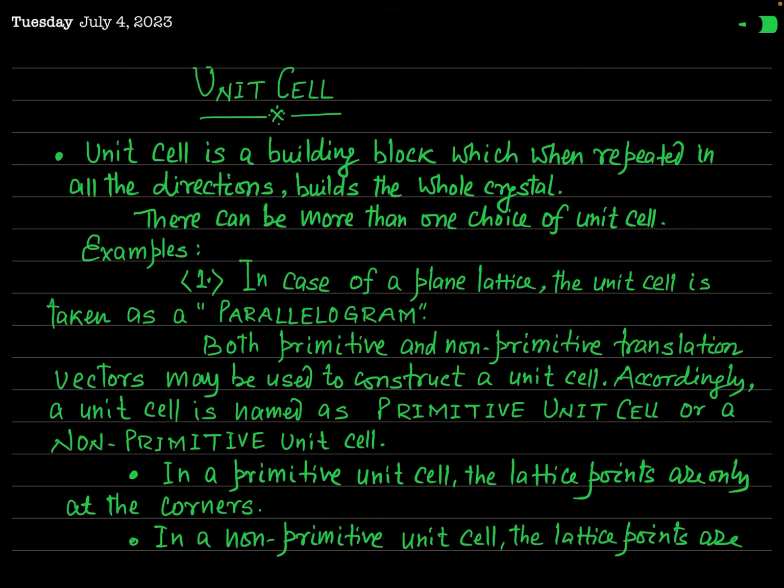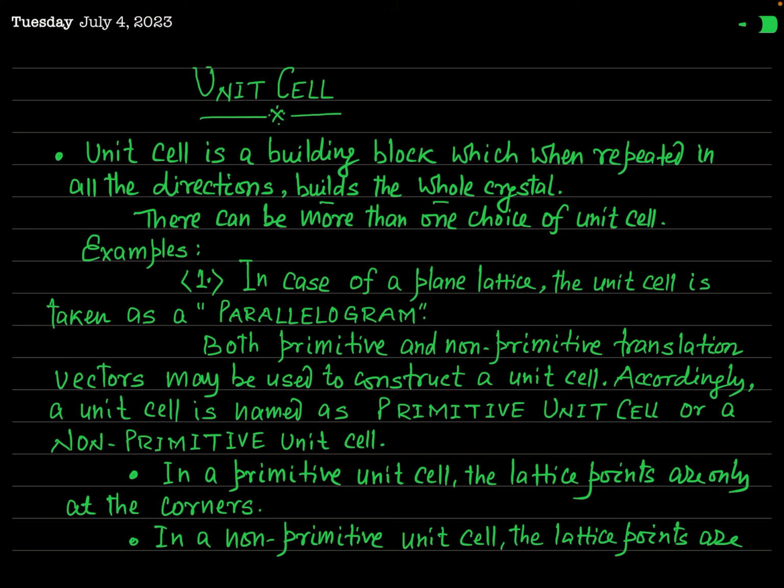When you say unit cell, what does it mean? First of all, we will learn about the meaning of this unit cell and how we will construct this unit cell. We will learn all about these in this lecture. Actually, a unit cell is defined as the smallest unit of the lattice which on continuous repetition generates the complete lattice or complete crystal. So you can say that a unit cell is a building block which, when repeated in all directions, will build the whole crystal.